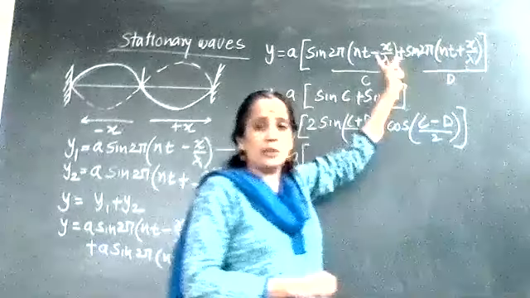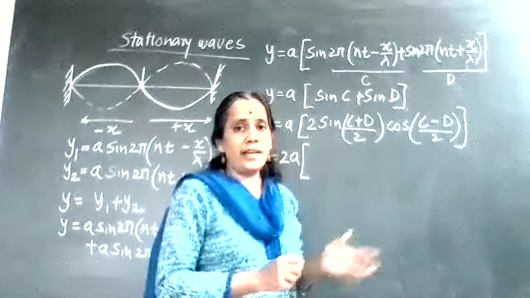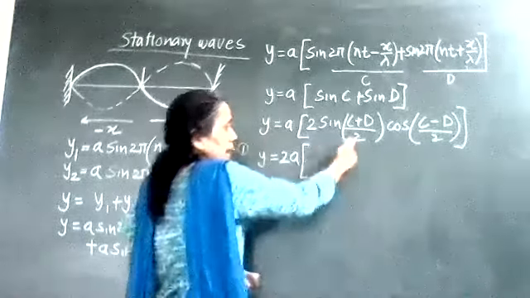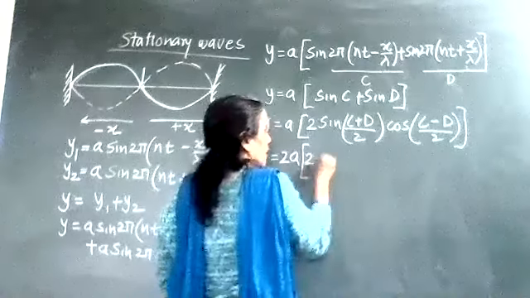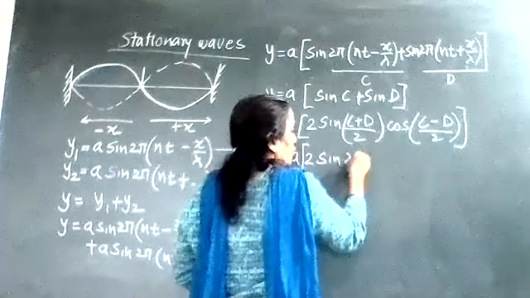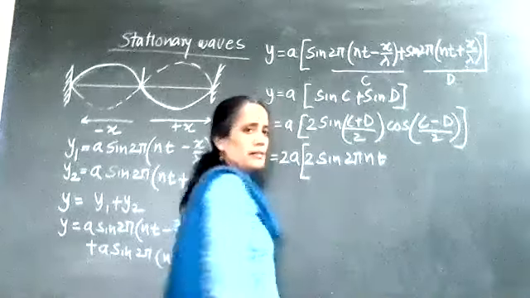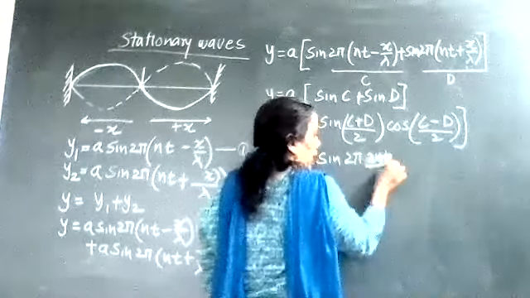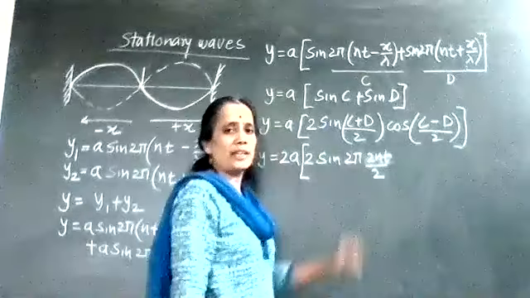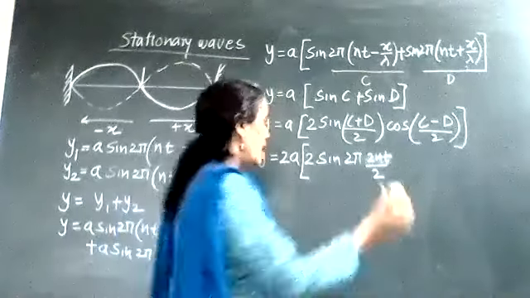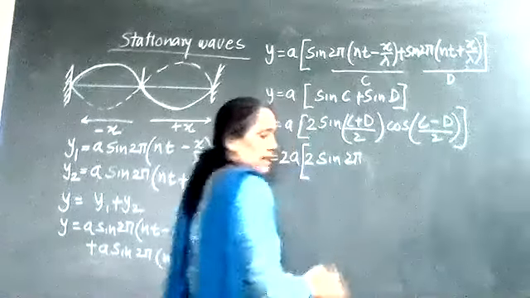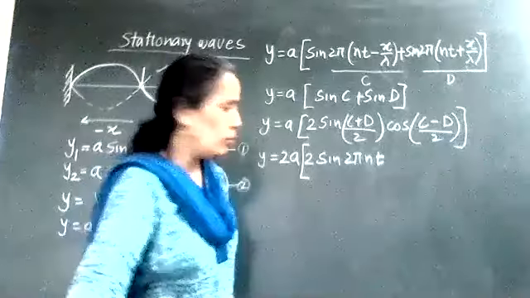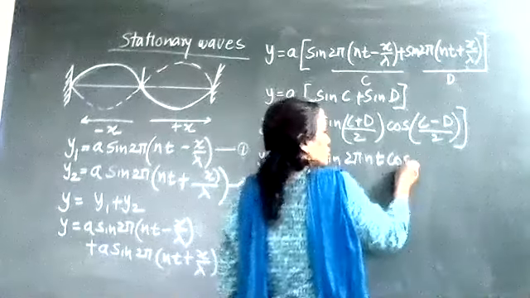So 2 pi factor is common. nt plus nt will be 2nt, and that 2nt will be divided by 2. Means what I am getting here? 2 sin of 2 pi nt. Why? Because whatever addition I am getting, 2nt upon 2, that 2 factor will get cancelled. And here I am getting along with the sine term, nt, into the next term, into cos of.